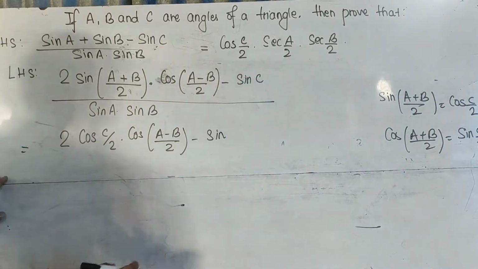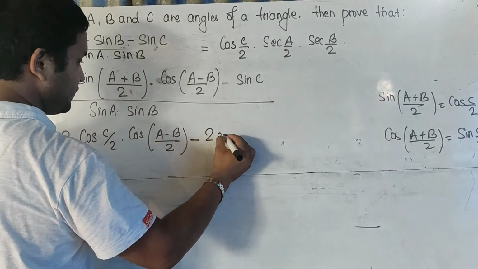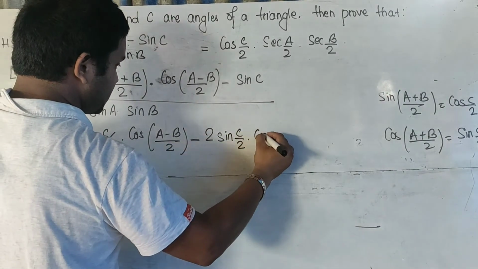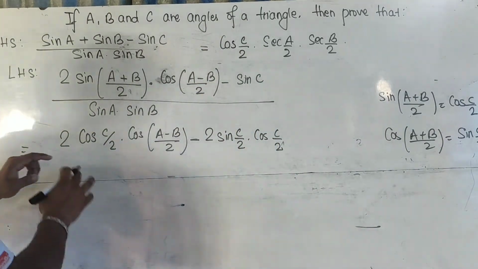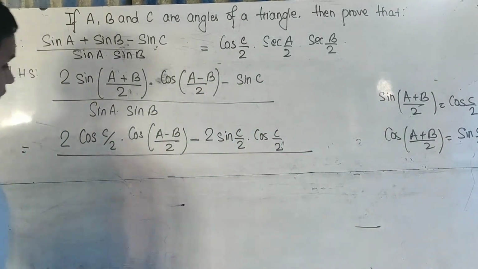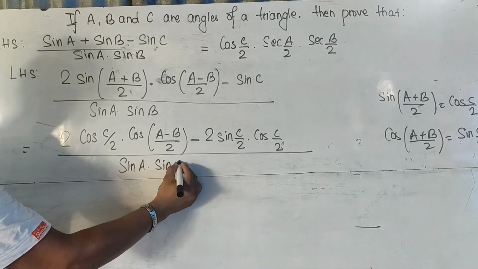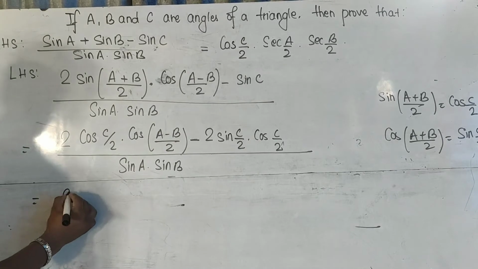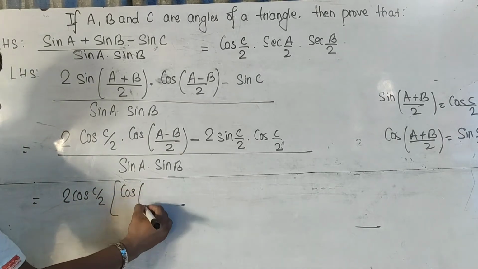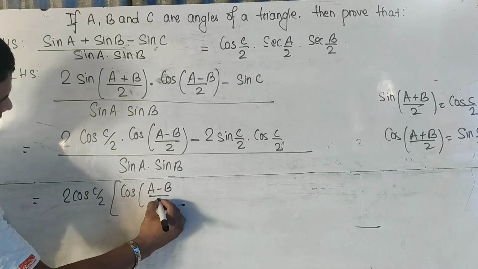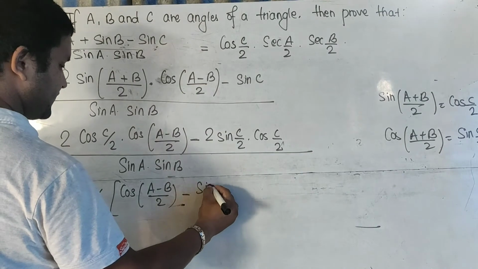Now you have to use the formula of sin C in such a way that you can get 2 cos C/2 common. So the formula will be 2 sin C/2 dot cos C/2. We use the formula of sin C in such a way that we get 2 cos C/2 as our common. Now you can take 2 cos C/2 common. After taking common, you have cos (A minus B)/2 minus sin C/2 as it is.